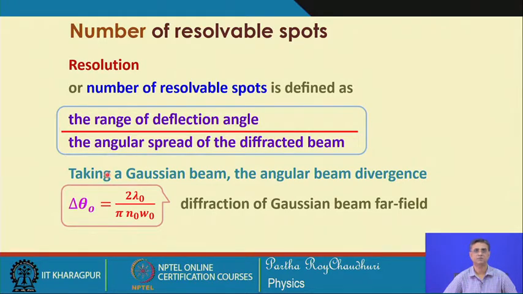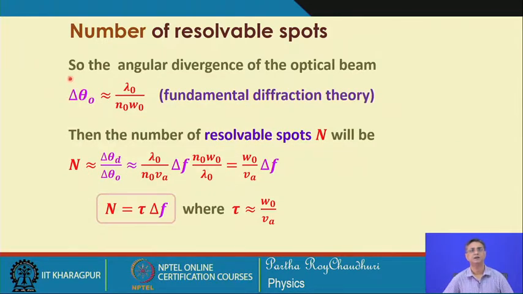Taking as an example a Gaussian beam, the angular beam divergence of the optical beam is given by this. This is from the theory of the angular divergence of a Gaussian beam. So, diffraction of a Gaussian beam at far field is given by this equation. We can approximately write this delta theta 0, that is the angular divergence of the optical beam, by this, where we have the optical beam wavelength, the refractive index of the medium, and the beam size, that is W 0, the spot size of the beam.